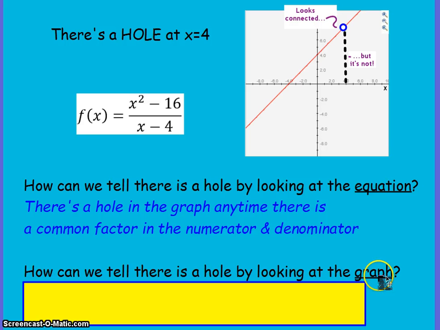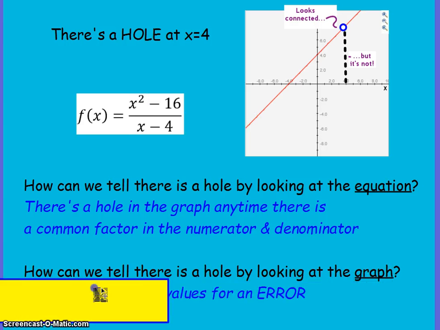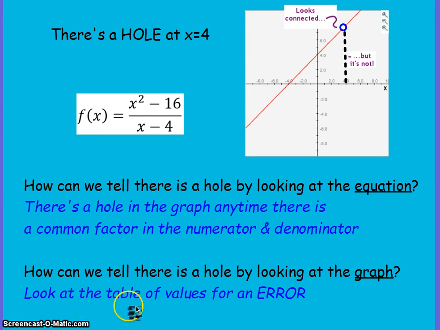However, using the equation and your intuition, you can look at the table of values and see where there is an error, okay? But just because there's an error does not necessarily mean that there's a hole. It could be a vertical asymptote or horizontal asymptote, and that's where we normally will look at the equation to tell if there is a hole in the graph, okay?